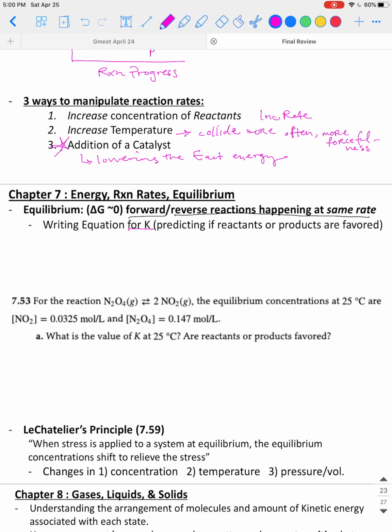So you need to know how to write the equation for K, because when you have an equilibrium, you have a value of K, which is what we call the equilibrium constant. Okay, and then based on the size of K, predict if reactants or products are favored. So remember, for any reaction, A plus, it kind of looked like this off the lecture slides, I believe. You'll have a double arrow.